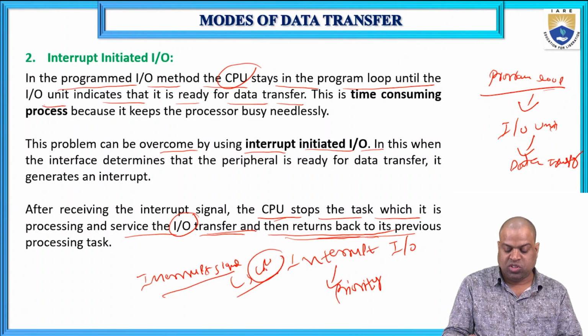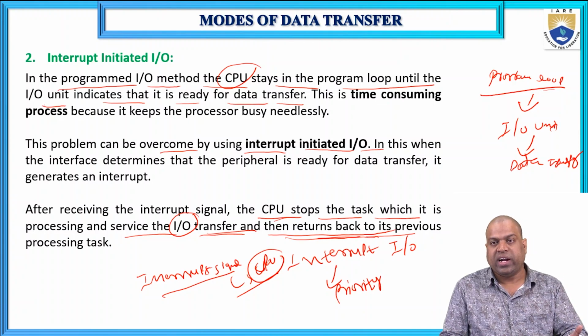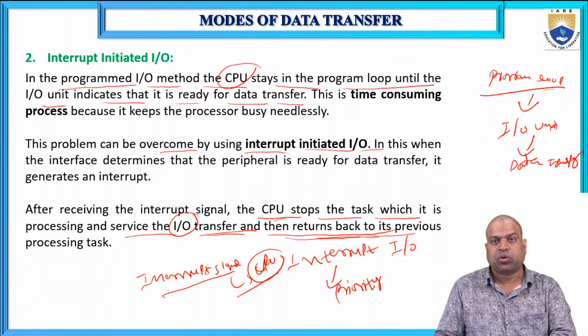The interrupt signal stops the CPU. That means the current program stops and it goes to the previous program, and that previous program will be finished. After finishing the previous one, the current program will be run and executed. That is the work of interrupt initiated input output.